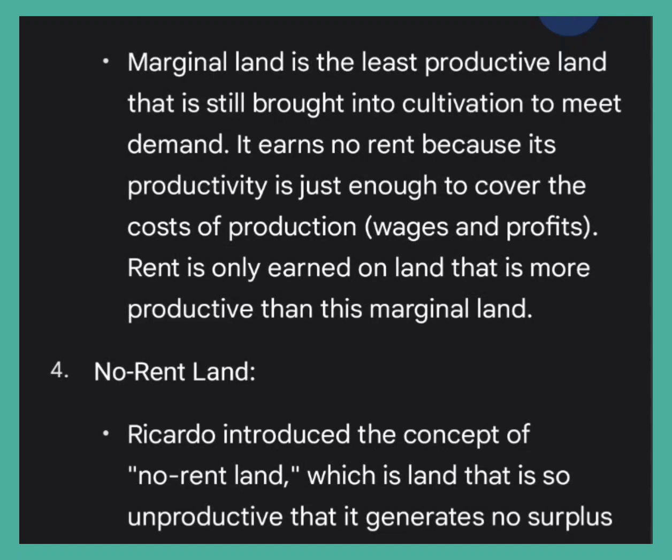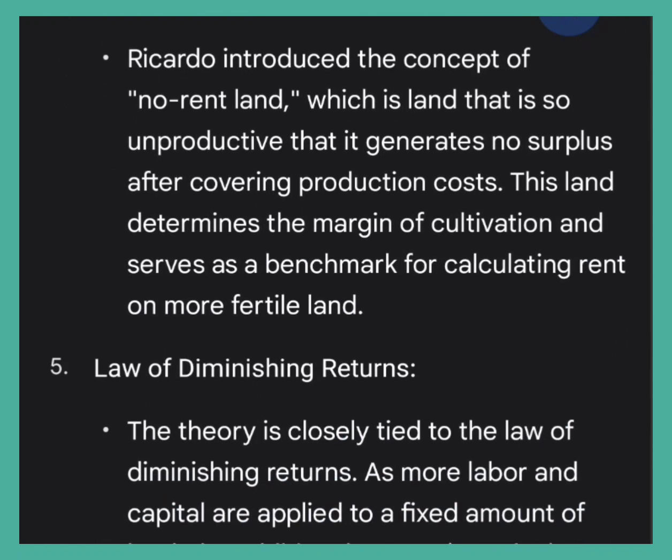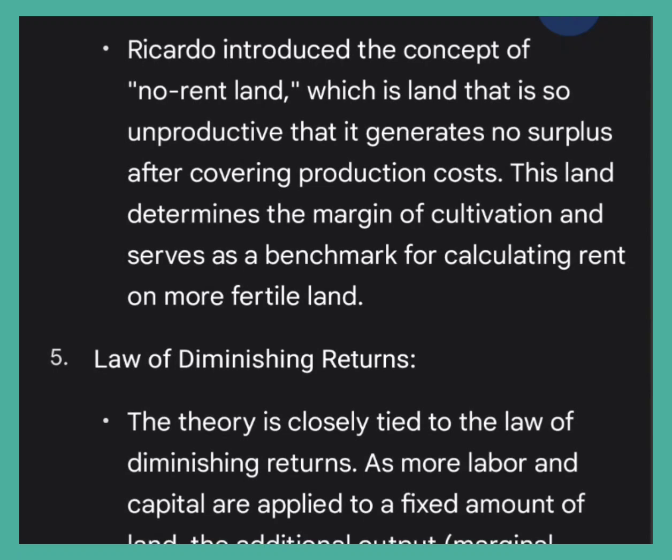4. No rent land. Ricardo introduced the concept of no rent land, which is land that is so unproductive that it generates no surplus after covering production costs. This land determines the margin of cultivation and serves as a benchmark for calculating rent on more fertile land.